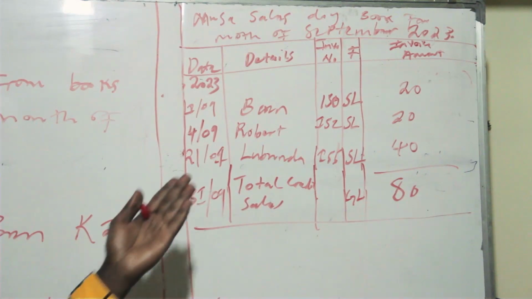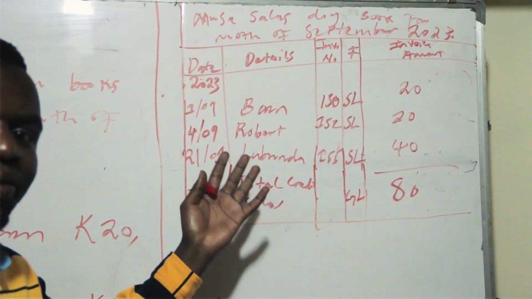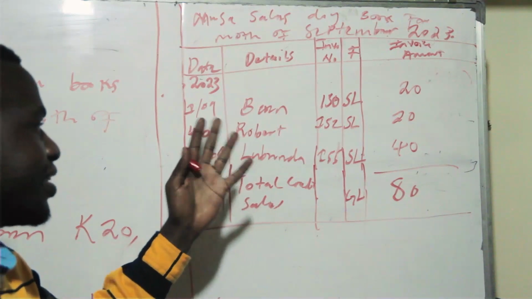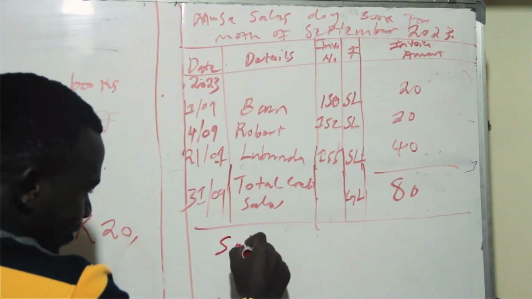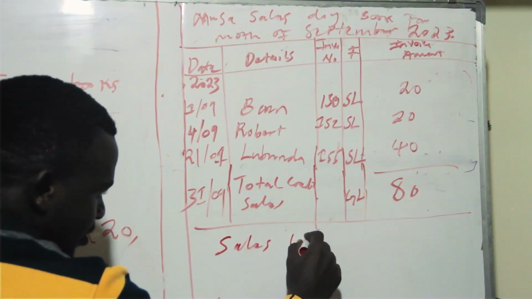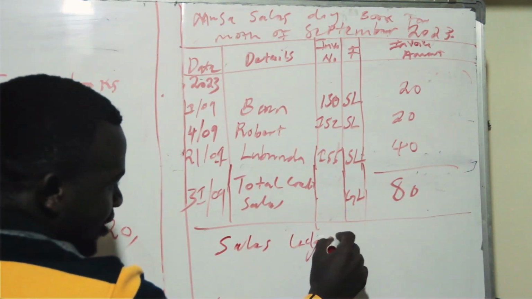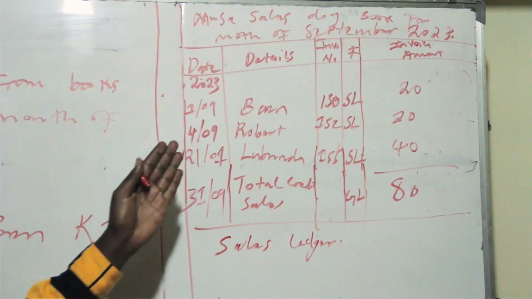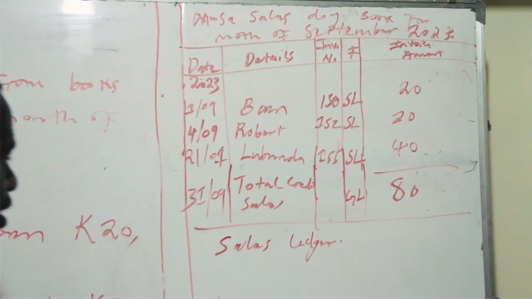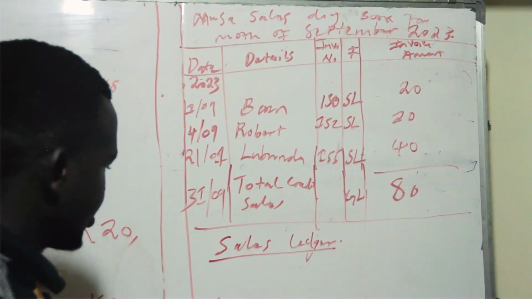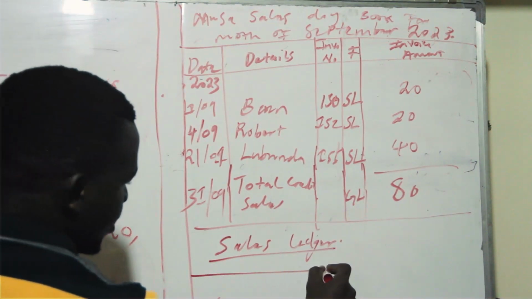Then the next thing, we have to post these amounts in the sales ledger. So we are supposed to prepare the sales ledger. And as we have said, in the personal accounts, each amount is going to be debited for the debtors there.